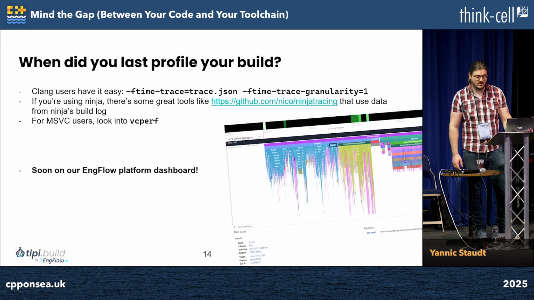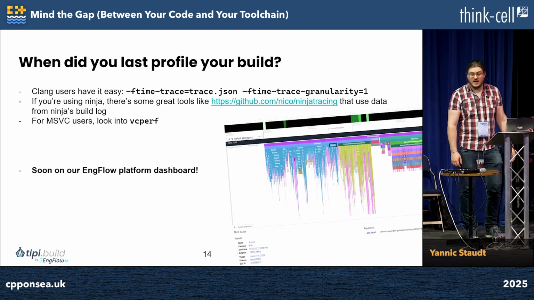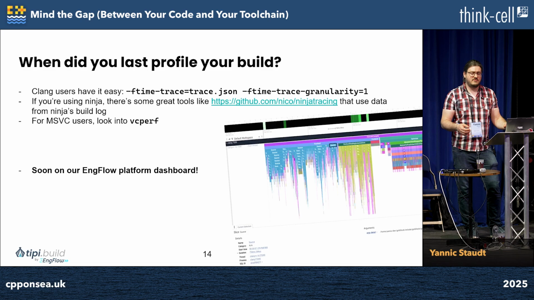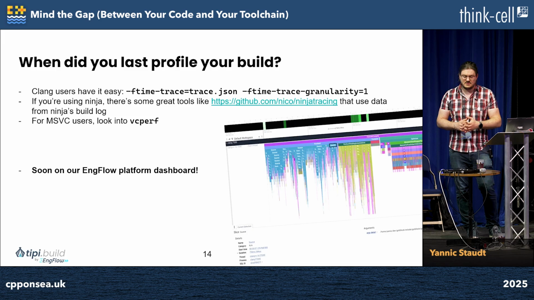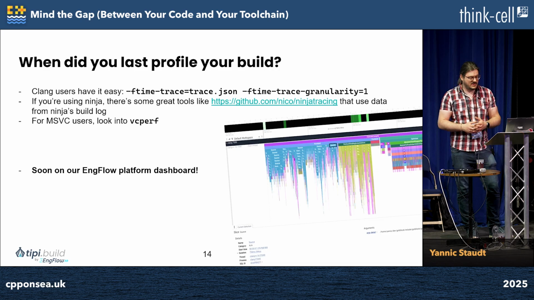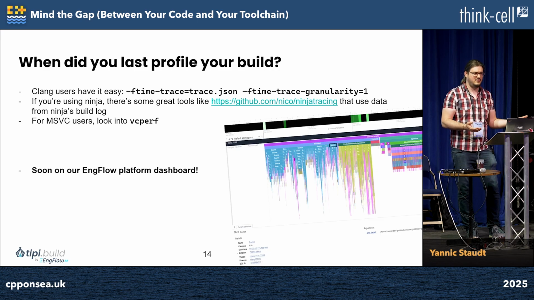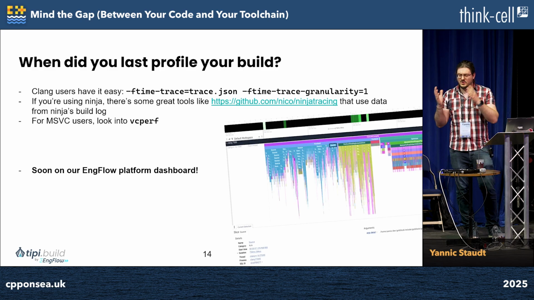You'll know much more about what the compiler is actually doing in your build, and it helps you figure out whether you're CPU or IO bound or whatever it is. It's a goldmine of information. The other thing is it will soon be available on our EngFlow platform dashboard as well. So if you do use remote execution or CMake array, it will be just a click away.